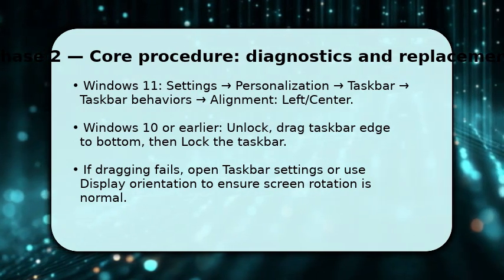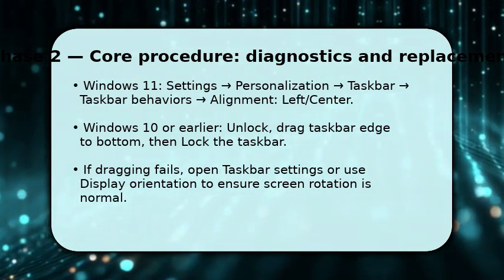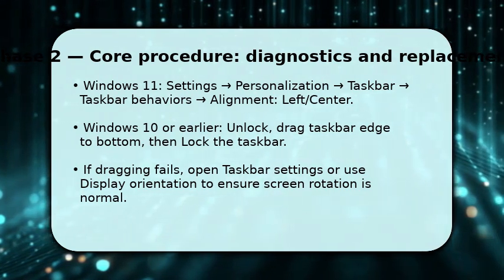On Windows 10 or earlier, unlock the taskbar, click and drag an empty area of the bar down to the bottom edge, and then lock it.